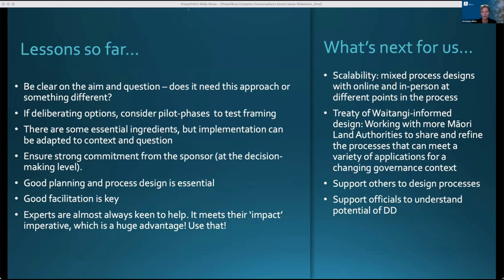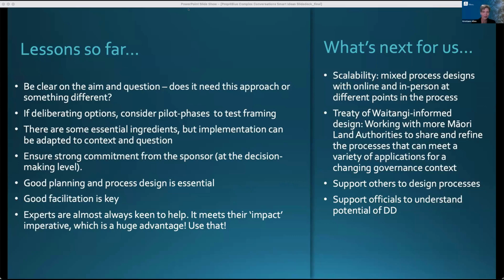But even though those are all common ingredients, it's not necessary that they all always look the same, and those can be adapted for different contexts and to different questions as well. We were very lucky in having a strong commitment from our sponsor, and ideally you would want to go to the decision-making level and get the commitment from whoever is at that level in the sponsoring organization in terms of your remit.